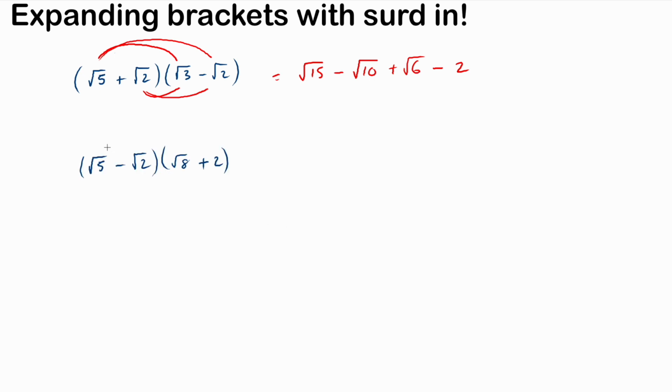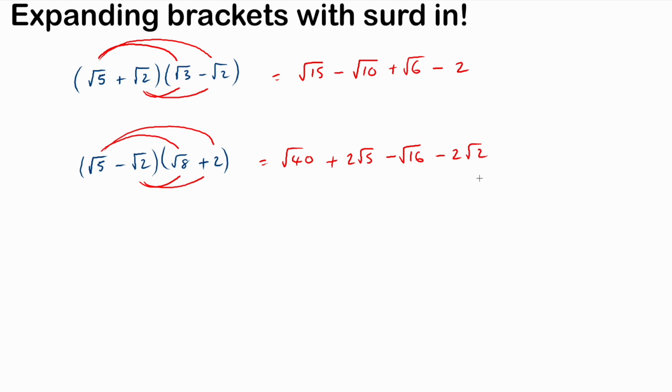Okay, here's another one. So, firsts, outsides, insides, lasts, FOIL. So, 5 times 8 is 40. So I've now got the square root of 40. 2 times root 5 is 2 root 5. Minus root 2 times a positive root 8. Well, that's a minus root 16. And then you've got a negative times a positive, which is a negative. Root 2 times 2 is 2 root 2.